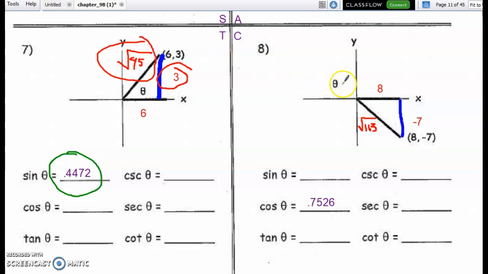We go to problem 8. We go over 8 and down 7. 8 squared plus negative 7 squared gives you the square root of 113. And we ask for the cosine. So we know theta is right here. This is adjacent over hypotenuse. That gives you 0.75257. And when we round to 4 decimal places, 0.7526.